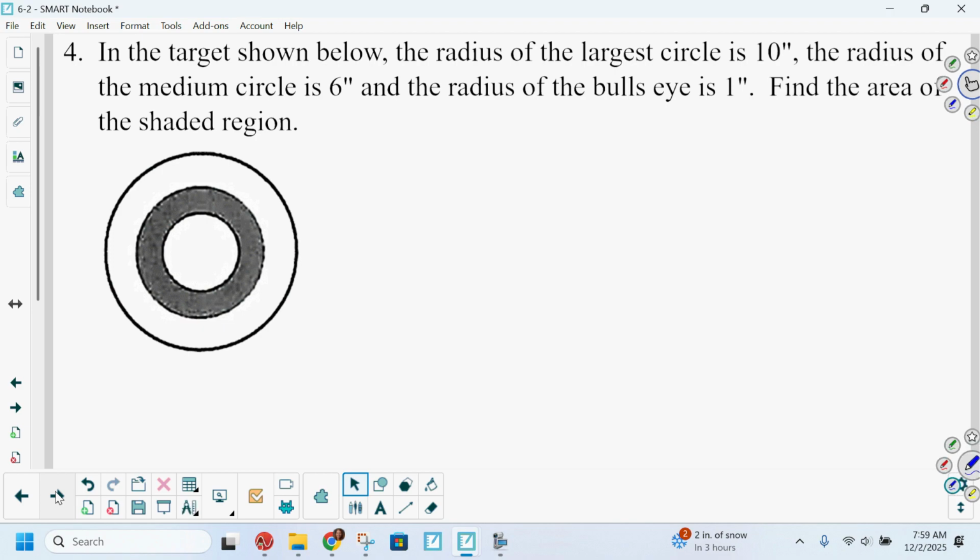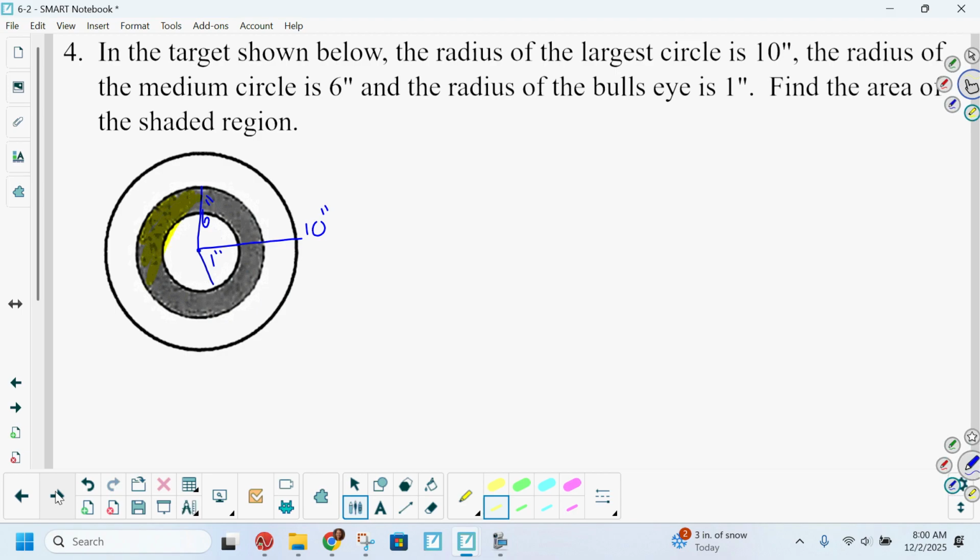4. All right, spend some time looking at this one. It says in the target shown below, the radius of the largest circle is 10 inches. The radius of the medium circle is 6 inches. And the radius of the bullseye is 1 inch. Obviously not drawn to scale. And they want me to find the area of the shaded region. If I want to find the area of the shaded region, they actually gave me more information than I need to know.